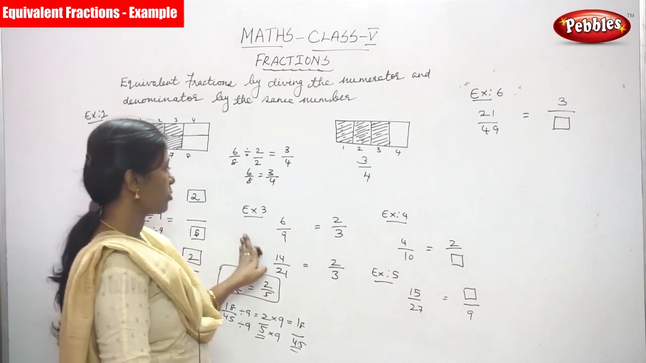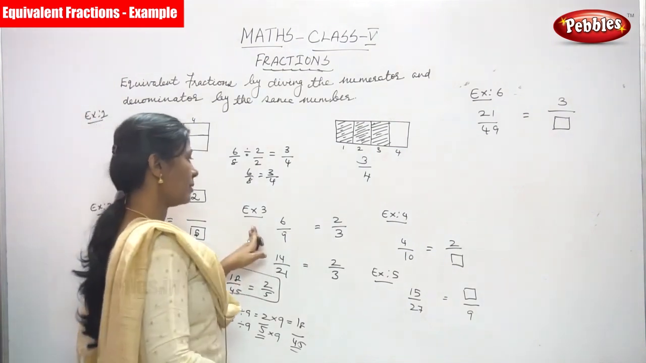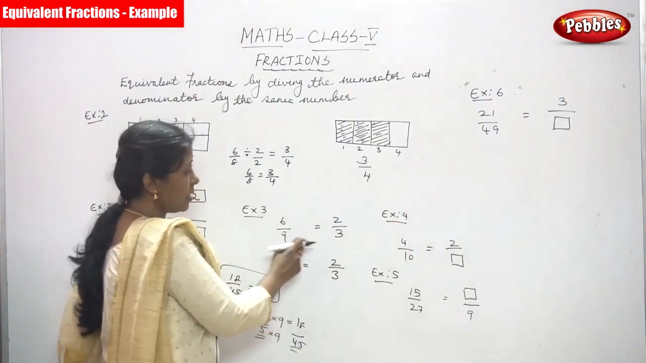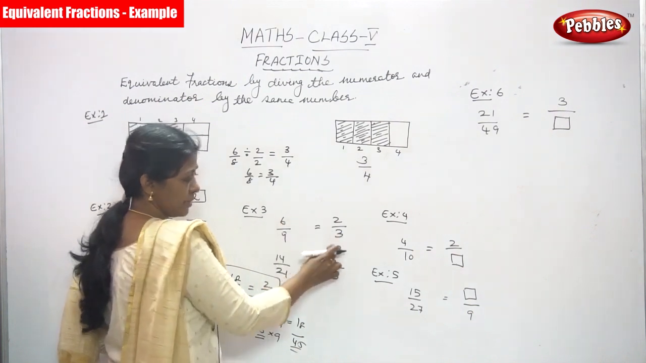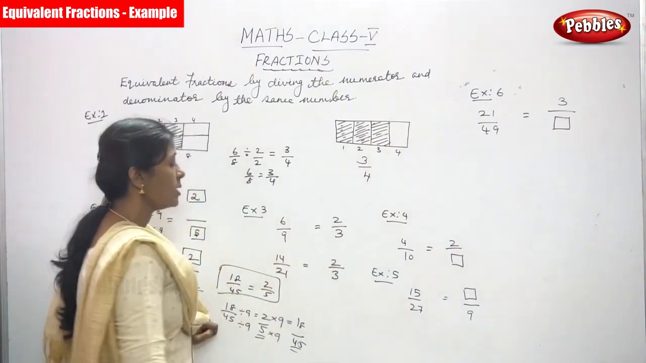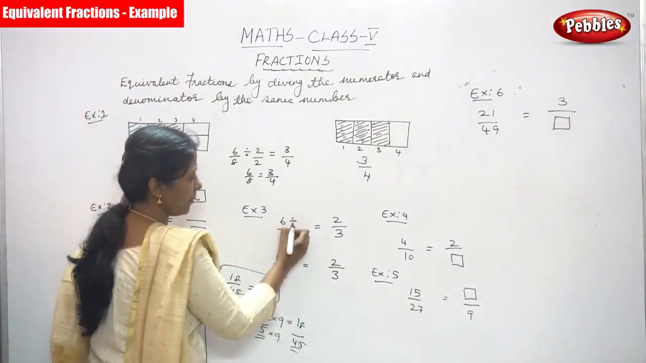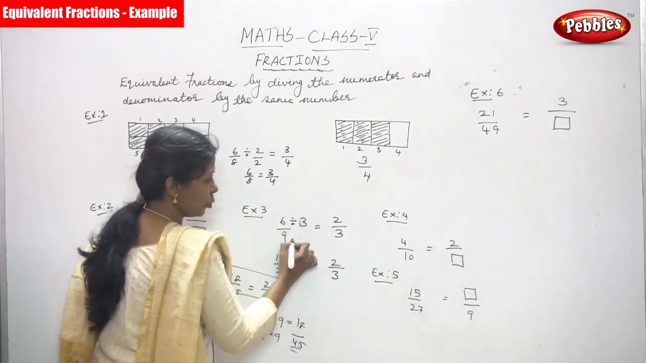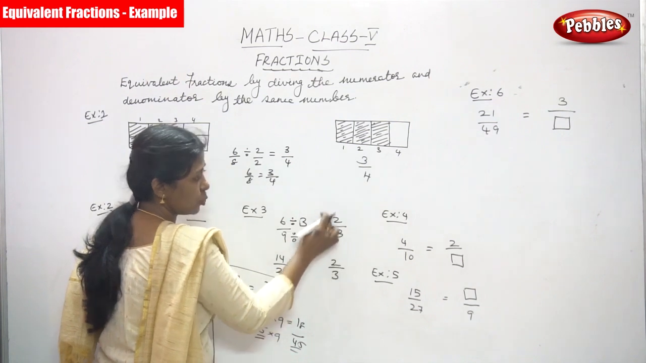So next we are going to see the third sum, 6 by 9 is equal to 2 by 3. How could you say whether it is right or wrong? You have to find out. See, look at the numbers. How could you find out? 6 is divided by 3, you can get 2, and 9 is divided by 3, so you can get 3. So 2 by 3.